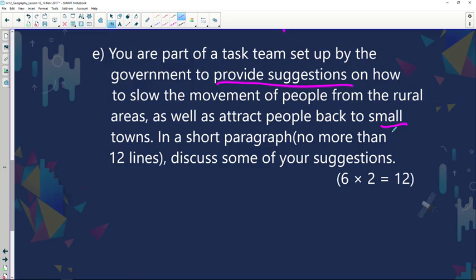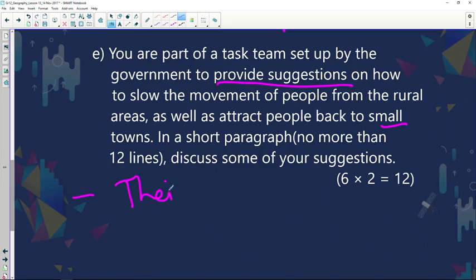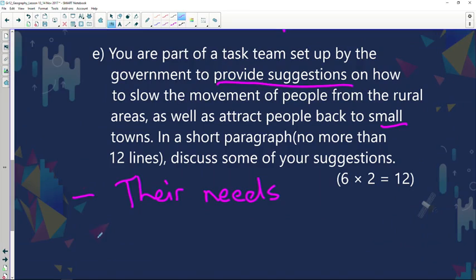In a short paragraph, no more than 12 lines, discuss your ideas. Now, first of all, we need to stop this rural urban migration. First of all, we need to approach the people who are moving away from these rural areas to urban areas, and we need to distinguish their needs. What do the people in the rural areas want? The fact that they want to move to the urban areas, what can we bring towards them so that they don't need to go to the urban areas? So we need to go and have a look at their needs.